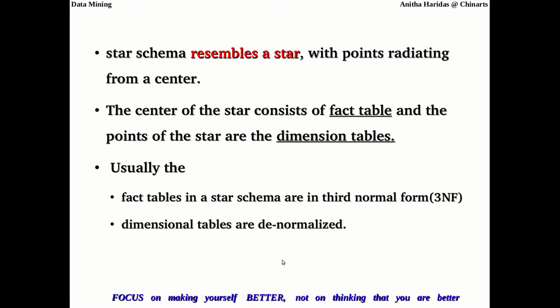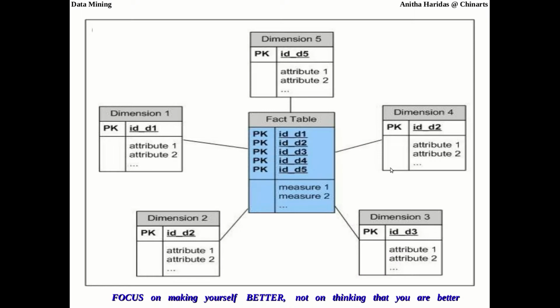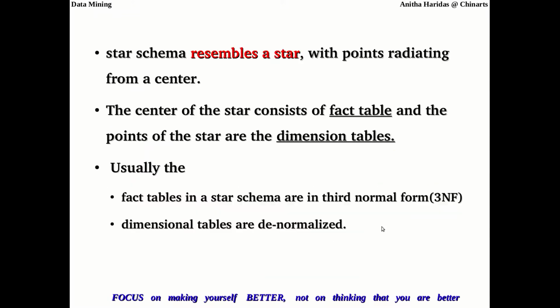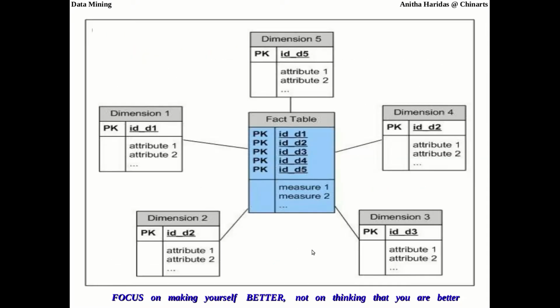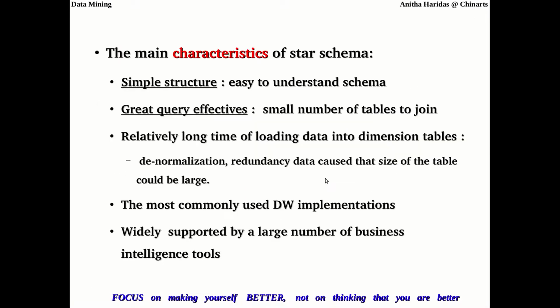I'll show you an example. This is how it looks like. You will have a fact table, and around the fact table we will have different dimension tables also. Since it looks like a starburst, we call it as star schema. So the schema graph resembles starburst with the dimension table displayed around the central fact table. So here in the star schema, we have one central fact table, and around that we have all the dimension tables joined with the fact table.